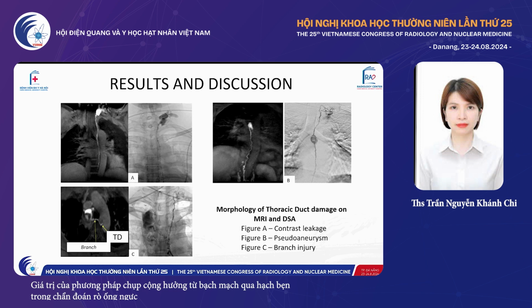These are morphologies of thoracic duct injury on MRI and DSA. Figure A is contrast leakage. Figure B is a pseudoaneurysm, and figure C is thoracic duct injury. These images have been similarly confirmed on DSA.